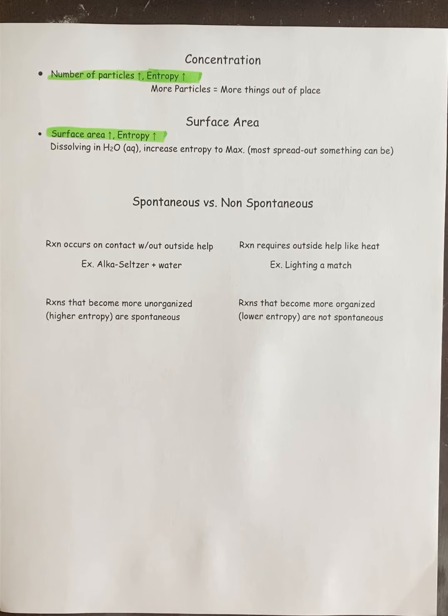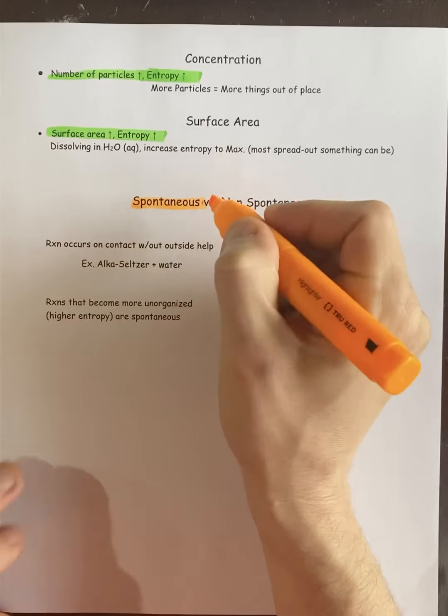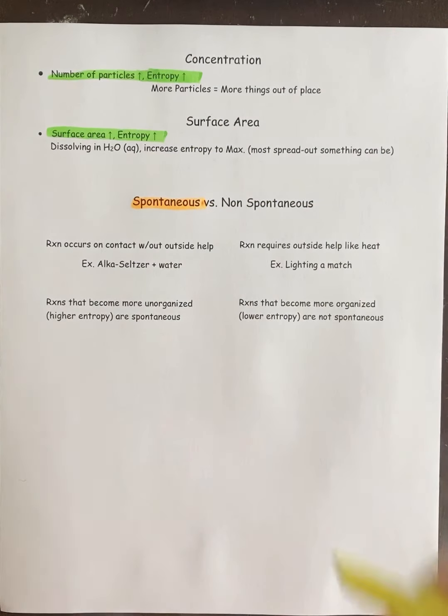And then last, spontaneous versus non-spontaneous. So chemical reactions, there are two types. There are reactions that are spontaneous, and then there are reactions that are non-spontaneous.